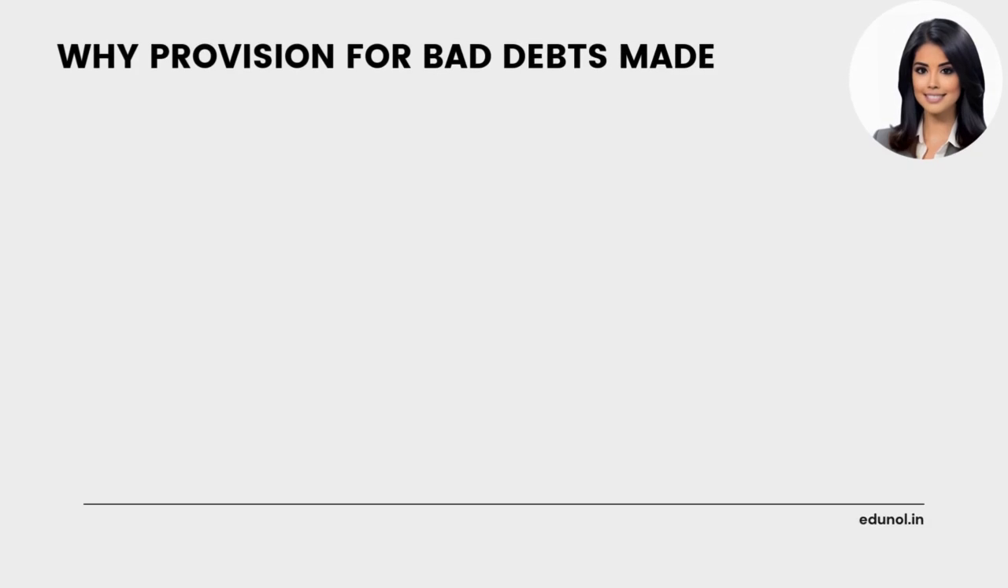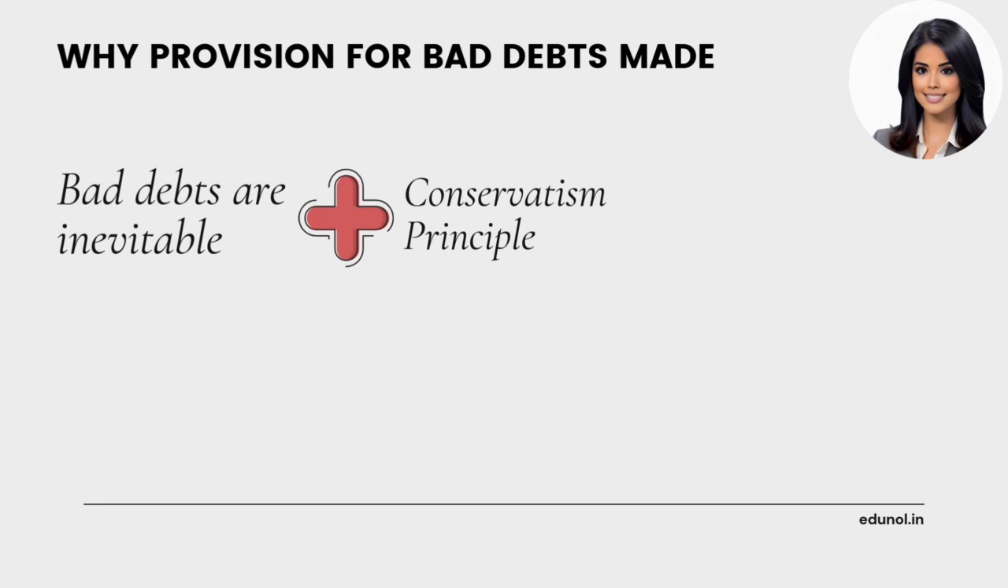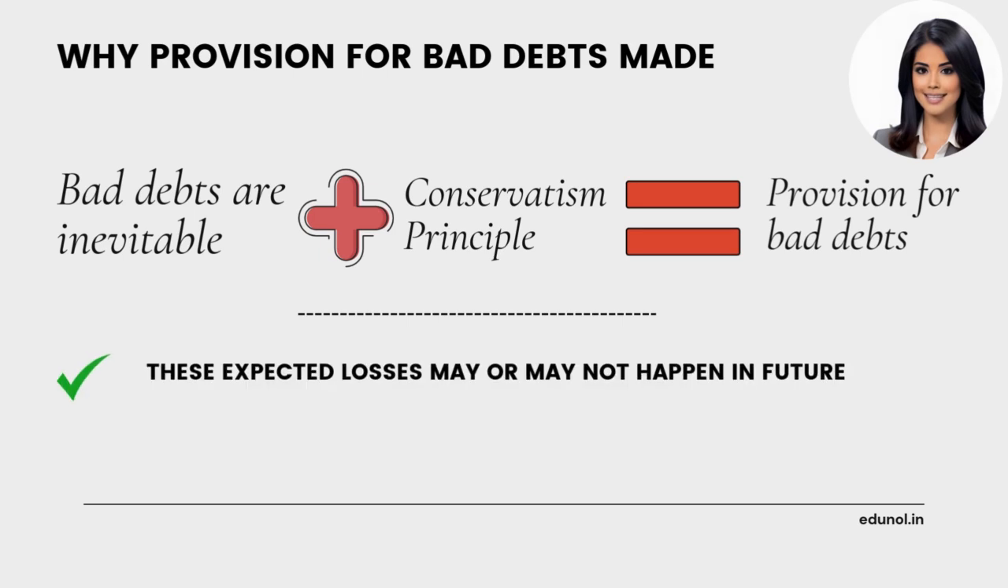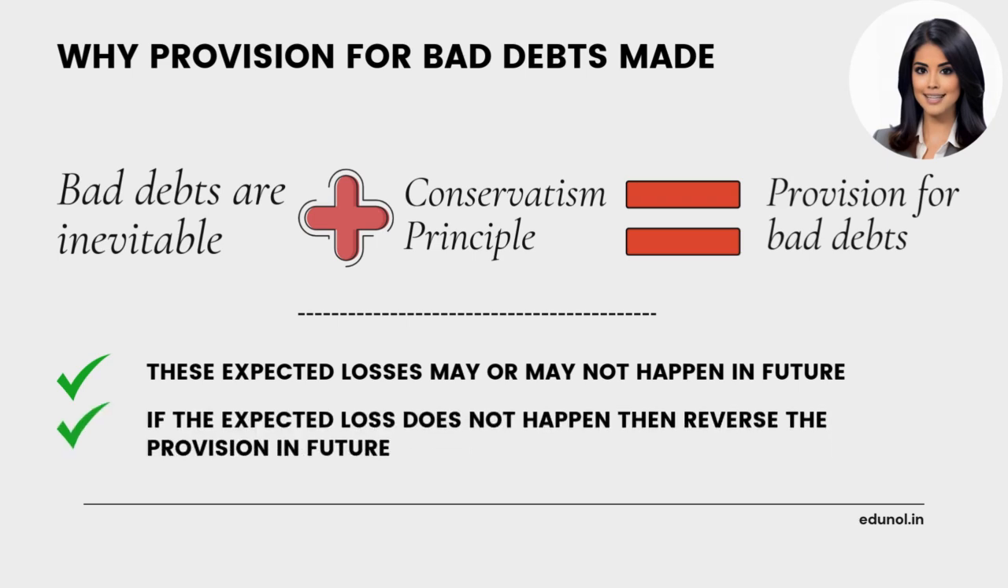It is due to the conservatism principle that we have to make provision for bad debts. As discussed earlier, when a business makes credit sales, then some part of debtors will become bad. This is an expected loss for the business. On conservatism basis, the business should account immediately for this expected loss. When a business accounts for expected bad debts likely to occur in future, then it is known as provision for bad debts. Please note that such expected loss due to bad debts may or may not happen in future. We are just accounting based on expectation and estimates. If the expected loss does not happen in future, then we will reverse the provision.